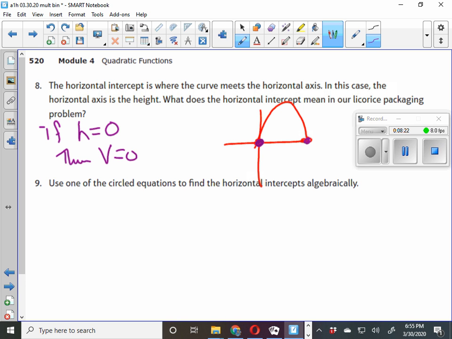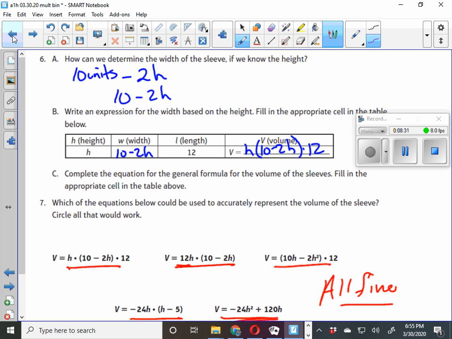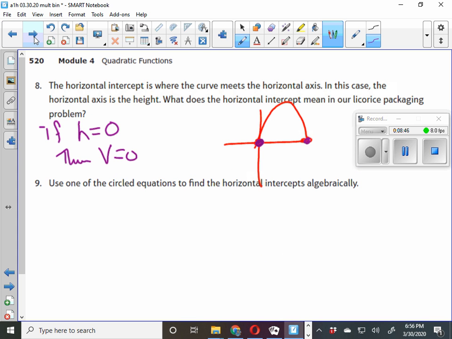Number 9 says, use one of the circled equations to find the horizontal intercepts algebraically. Well, that's interesting. That would probably be something that is factored. And I would consider this one right here. So negative 24h, volume equals negative 24h times h minus 5.